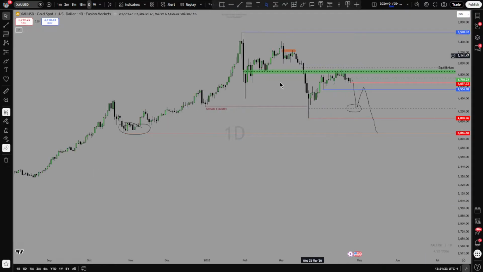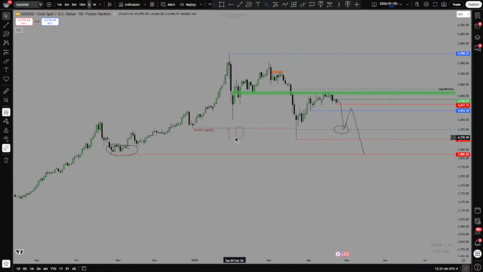So this is gold. Let me just activate something real quick before we actually start, so that you can see which pair I'm on. But probably you can see here that I'm actually on gold. This is the daily time frame, as you guys can see. So what are we looking at here?